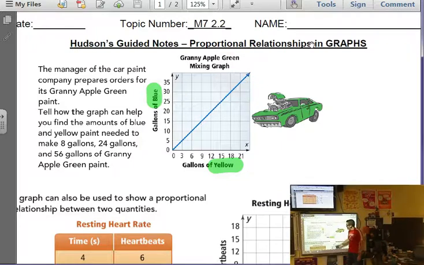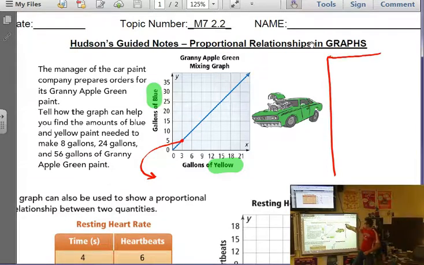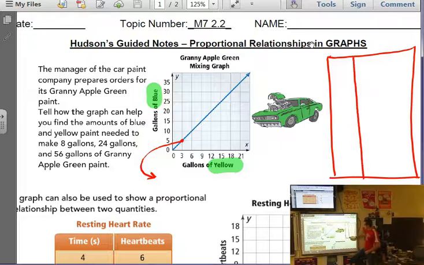So if we look at this point right here, bring a little line out here. Actually, let's go over to the side here. Let's just make a table. This will make my life easier, and by my, I mean all of our lives. So let's have blue, yellow, and total.